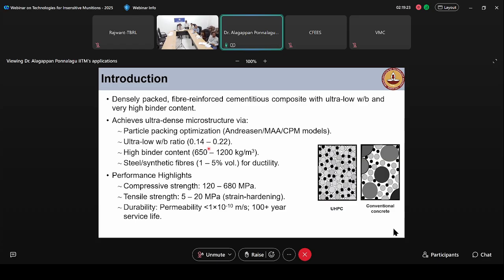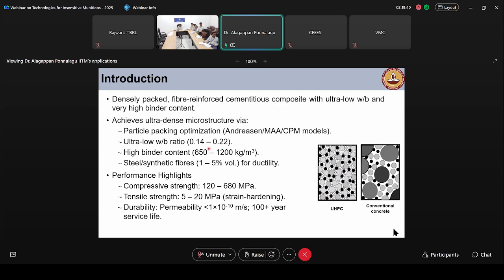So the main highlight of this UHPC, why it is very popular when it comes to high strength, is about high strength. Compressive strength is typically in the range of 120 and it can go up to 680. And tensile strength is also in the range of 5 to 20 MPa.